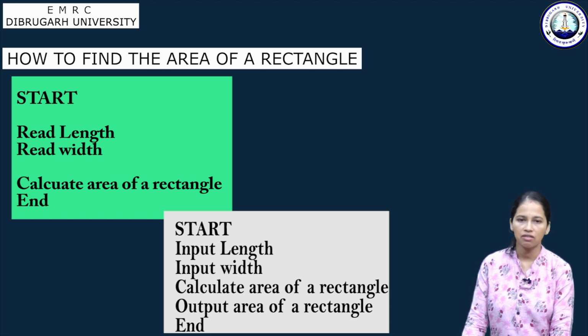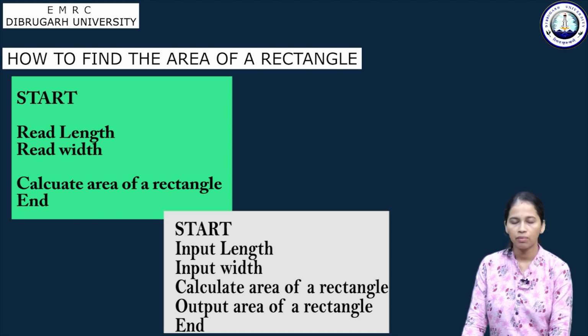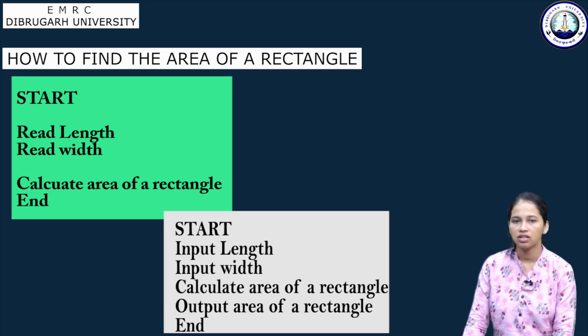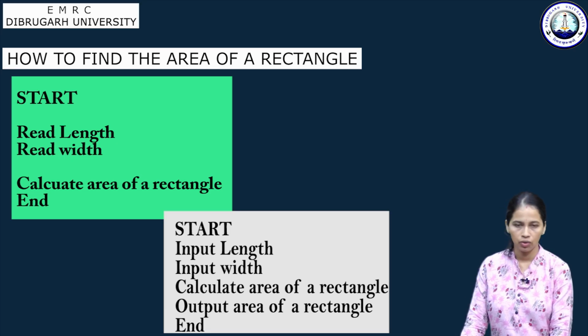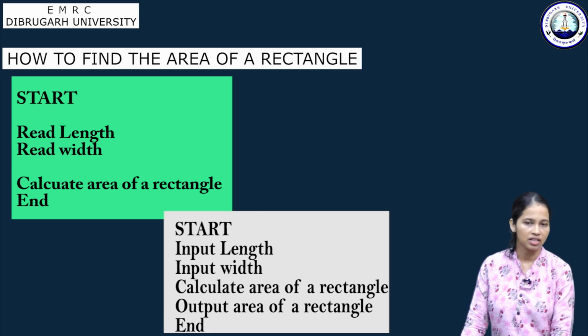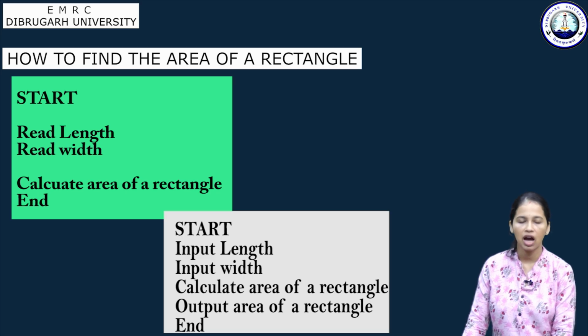After reading the value of the length, we have to read the value of the width. So, you can write read width, input width or enter the value of the width. Then we calculate the area of the rectangle with the help of this formula. After calculating the area, we display its value using the display keyword or the output keyword. Then we end our algorithm.